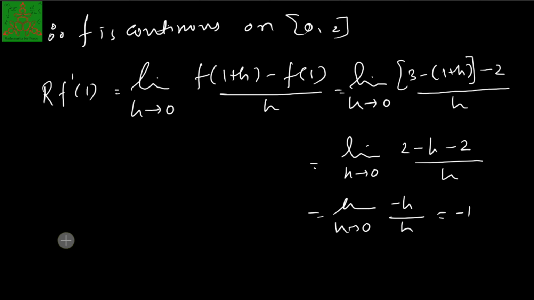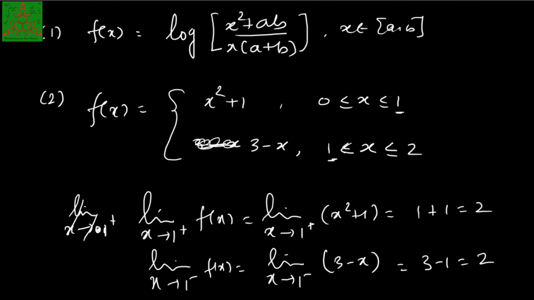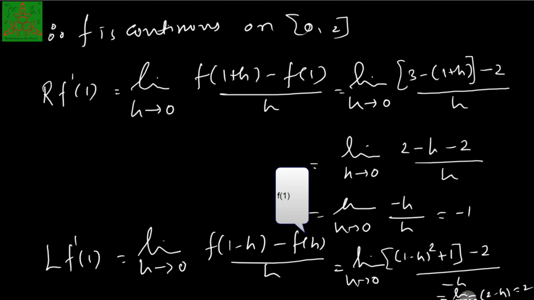And the left hand limit, that is limit h tends to 0, f of 1 minus h minus f of 1 upon minus h. Here the function value is x square plus 1, so it is (1 minus h) square plus 1 minus 2 upon minus h. If you expand this, then it is left with limit h tends to 0 of 2 minus h, which gives you 2. So that means this has the value minus 1 and this has the value 2.